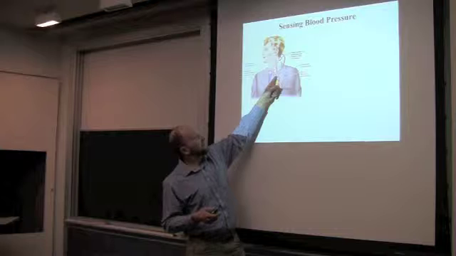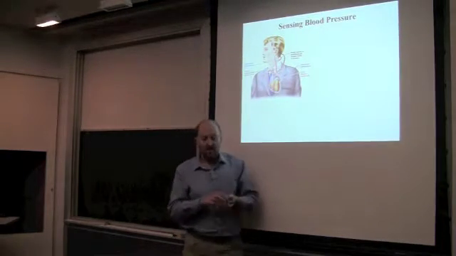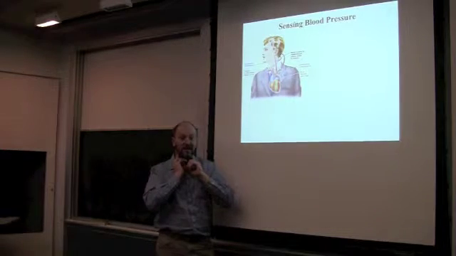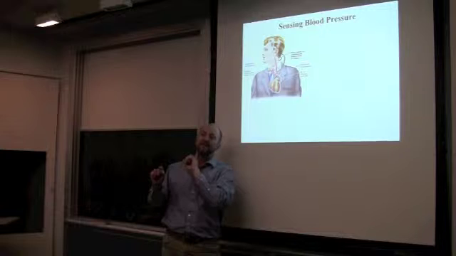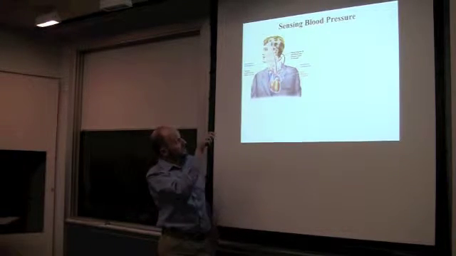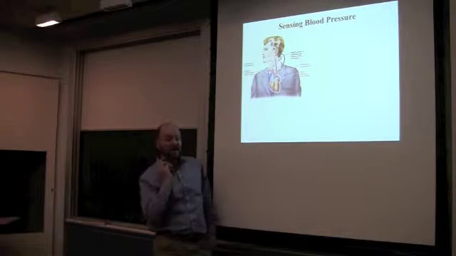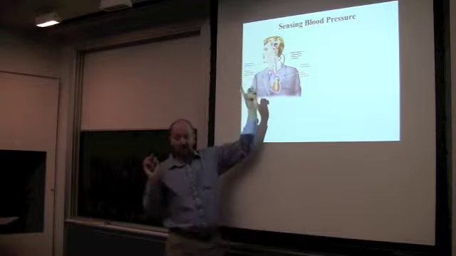We have a very similar population of these in the carotid body here, which is the place where your common carotid artery bifurcates into an external carotid and an internal carotid, which is where you feel your pulse in your neck. So there's another population of these same stretch receptors located at that bifurcation of the carotid artery, and both of these populations are very well placed, right?